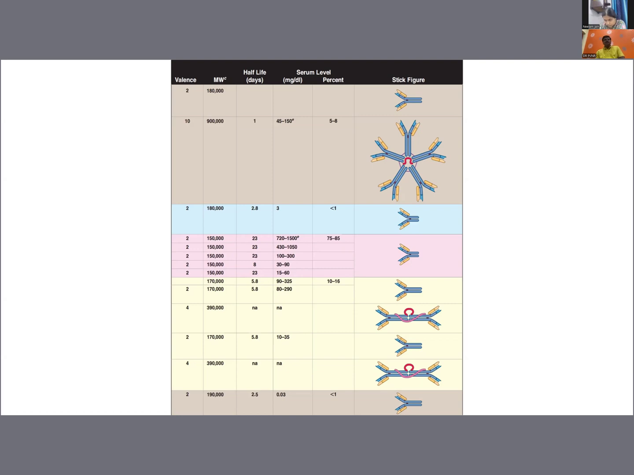Is it clear? Is it clear now? Yes. The interpretation of IgG and IgM. Okay. And now the IgG molecule is a very specific molecule.